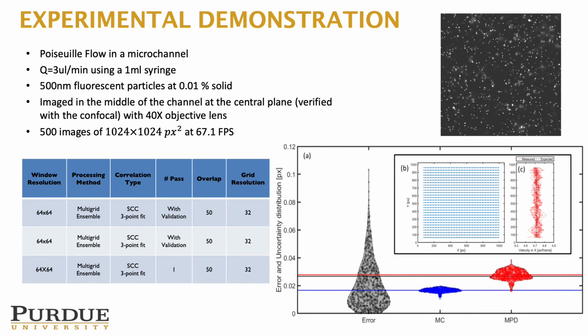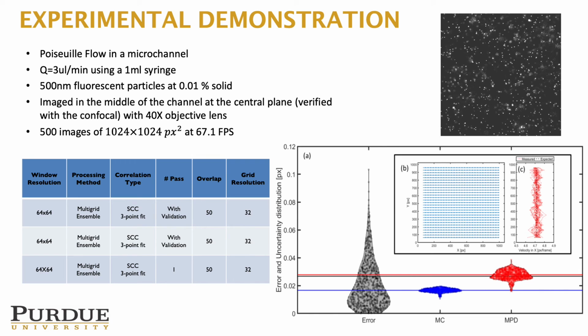Next, we performed an experiment to demonstrate our algorithm's performance. In this case, we performed an experiment with a flow in a microchannel. Since we set all the parameters and we know all the details about the microchannel size, the flow rate, and so on, we can report an error in the measurement. We also performed uncertainty quantification using MC and MPD.